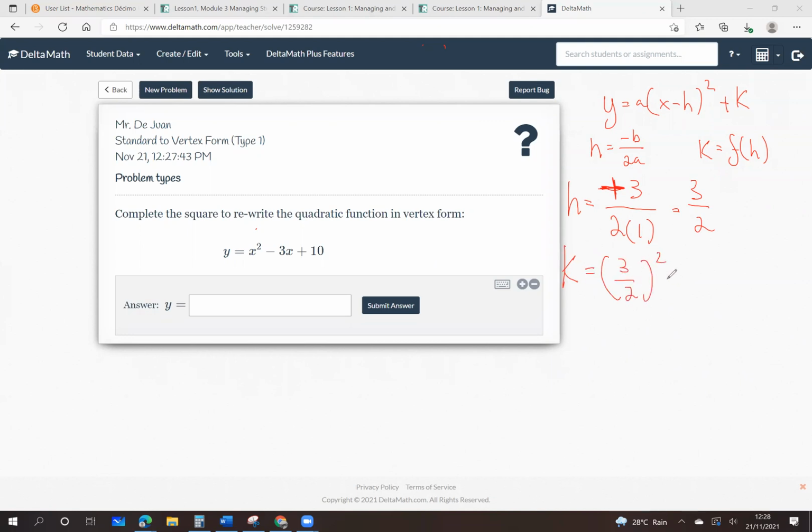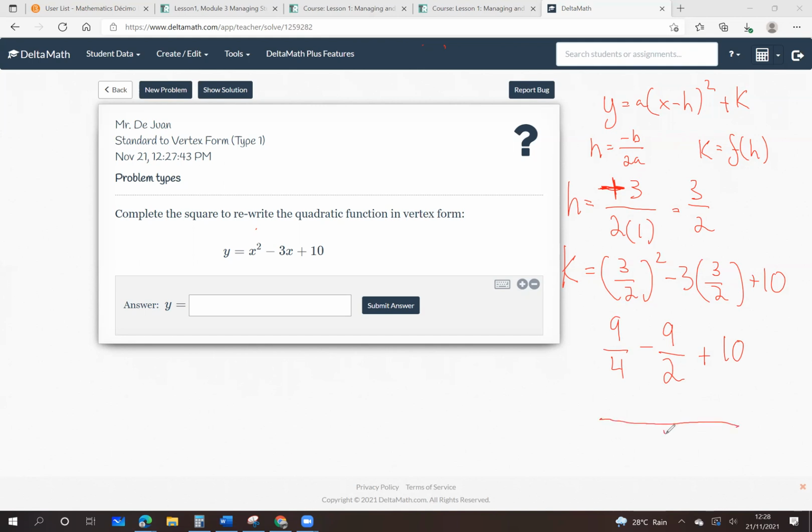3/2 squared minus 3 times 3/2 plus 10. So 3/2 squared is 9/4 because you square what's on top and you square what's on the bottom. Cuadrado por arriba y cuadrado por abajo. Minus 3 times 3 is 9, and the 2 remains because it's a multiplication. Plus 10. Well, we got to simplify this, so let's see what we can do.